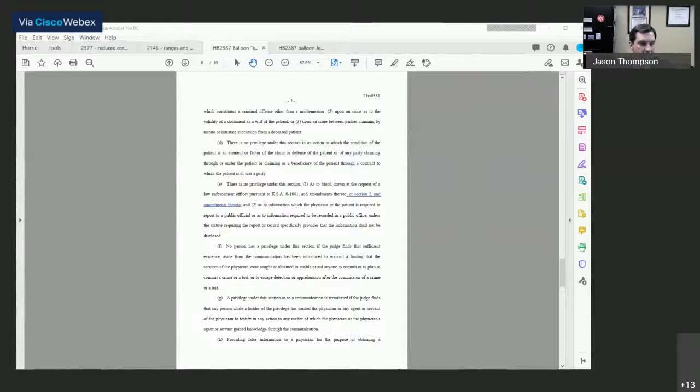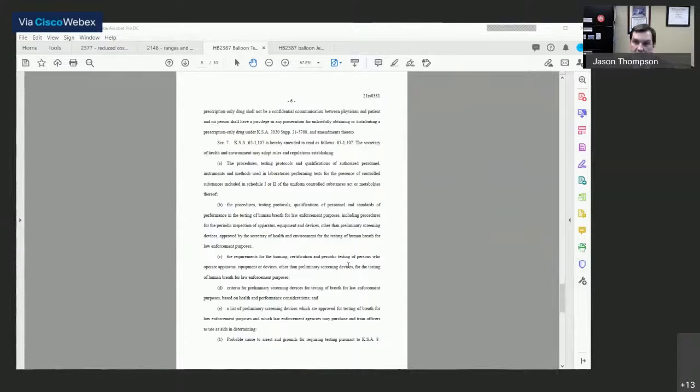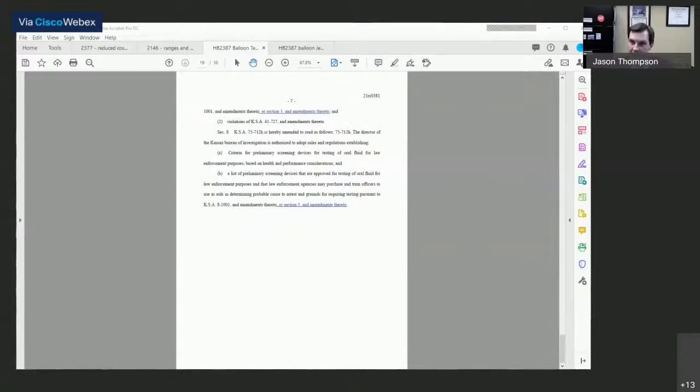Okay, and then on page 6 of the attachment, we amend KSA 65-1,107. This is where the Secretary of Health and Environment has their rules and regs regarding the preliminary screening devices. And then on page 7 of the attachment, you'll see where we had 8-1001 reference for preliminary screening device. We also referenced section 3, where the preliminary screening device is for aircraft DUI. And then the final one on the same page, KSA 75-712H. This is where the director of the KBI has rules and regs for preliminary screening devices for oral fluid testing. That's referenced in section 3 of our bill, and this would reference section 3 just like it references 8-1001. So again, back to what I said at the beginning, all of this lines it up with 8-1001 so that they would be treated the same. Hopefully that helps.